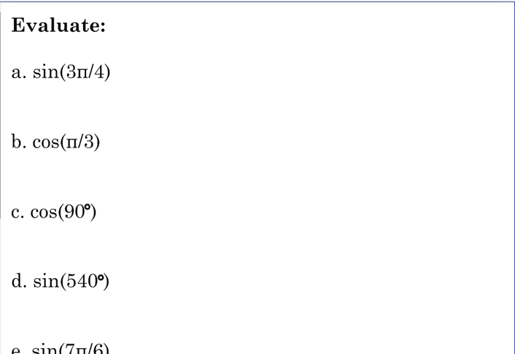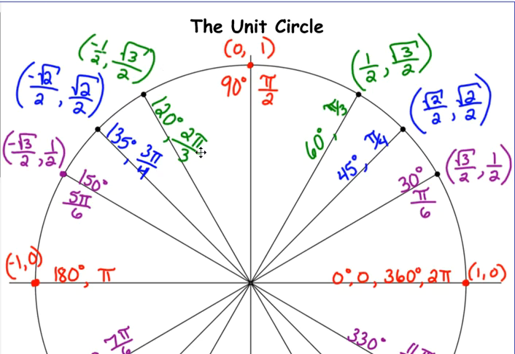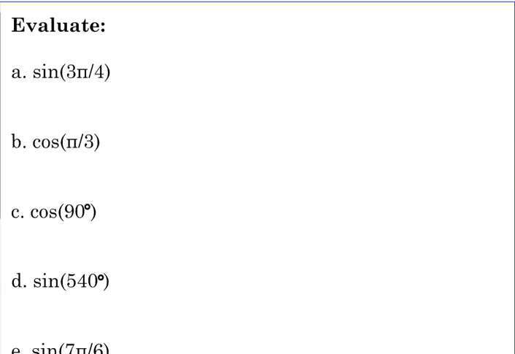So when they ask you to evaluate the sine of 3 pi over 4, what you need to do is go to your unit circle. You need to find the angle 3 pi over 4, and the sine is which coordinate, the x or the y? The y. Sine is the y. So the answer to this is the square root of 2 over 2. Okay, the answer is the square root of 2 over 2.